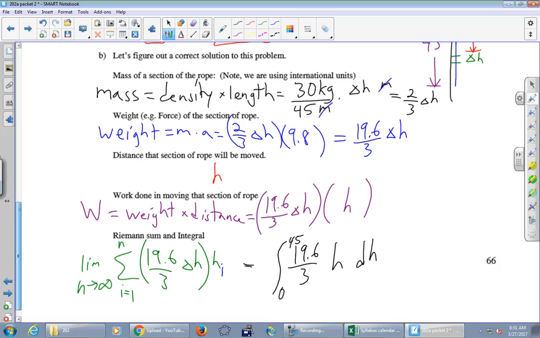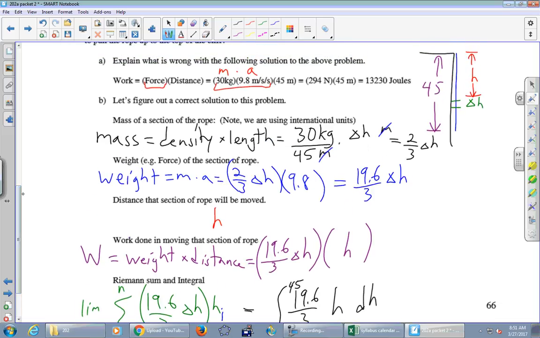Can I ask why this purple expression here is not exactly right? Like, why is that purple expression just an approximation for the work done for that slice? Where is the approximation happening? Evan? What about the delta H?